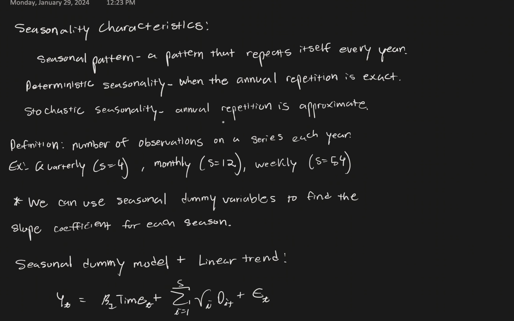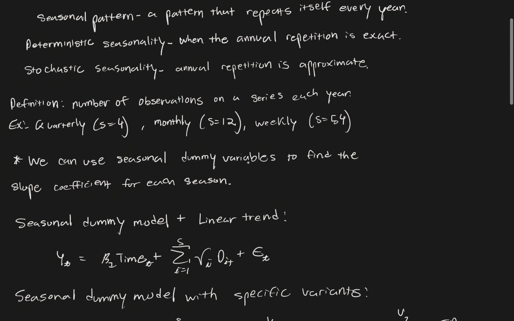All right, deterministic and stochastic. I went over it in the last video, but similar to trend, deterministic means the pattern is determined. Stochastic is the more realistic, less predictable pattern.